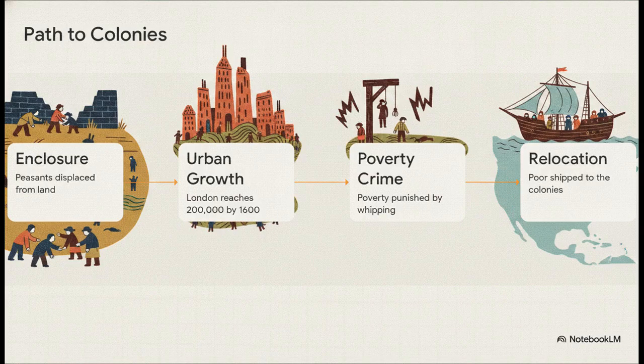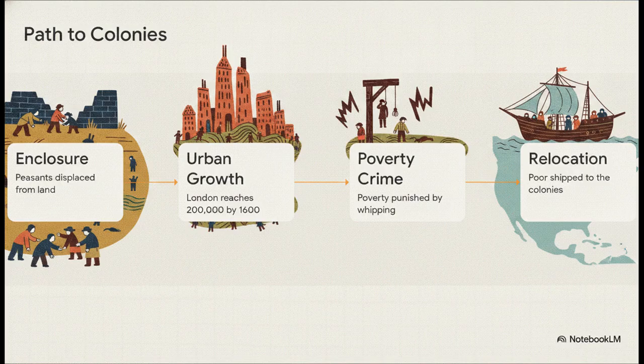This whole enclosure situation created a perfect storm. Step 1, the peasants are displaced. Step 2, what do they do? They flock to the cities for relief, and urban populations just absolutely explode. London jumps from 120,000 people to 200,000 by the year 1600. And these cities lacked basic fresh water and proper sewage, making them incredibly filthy.